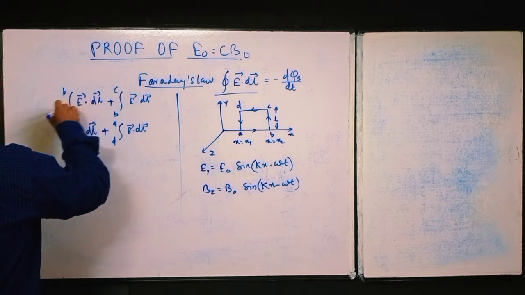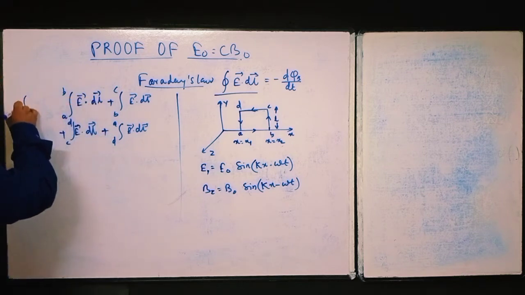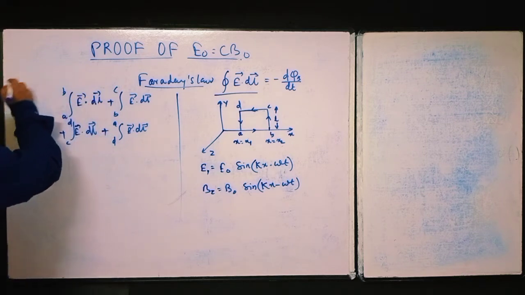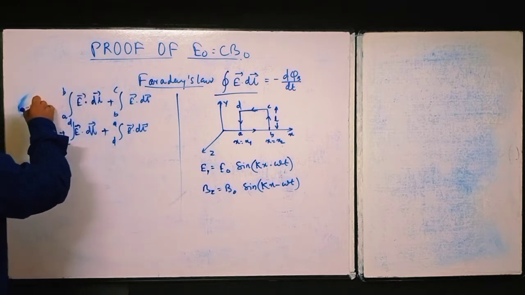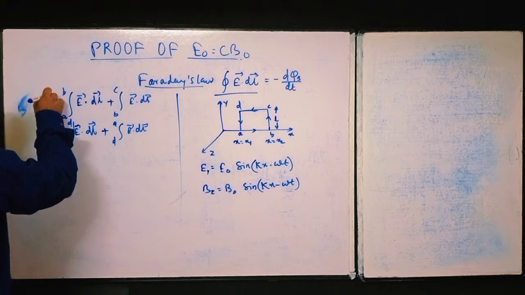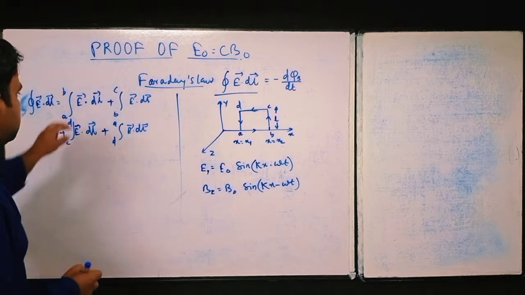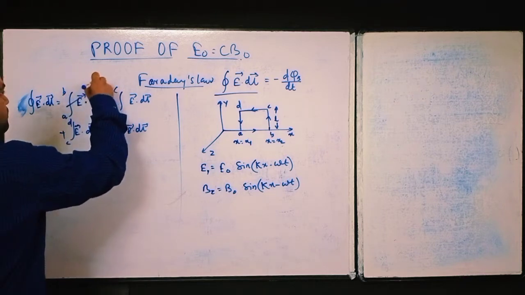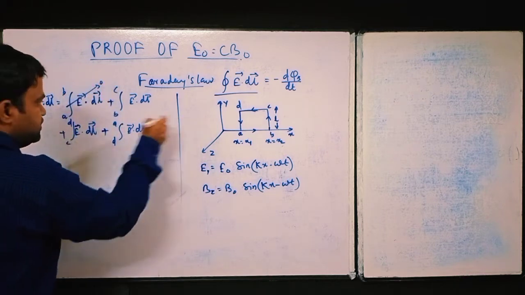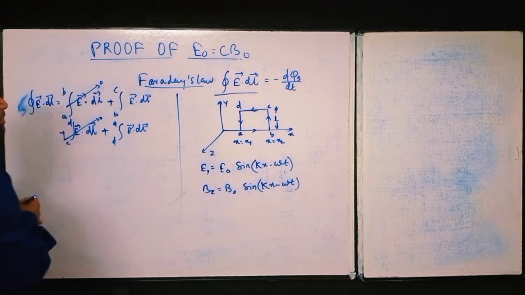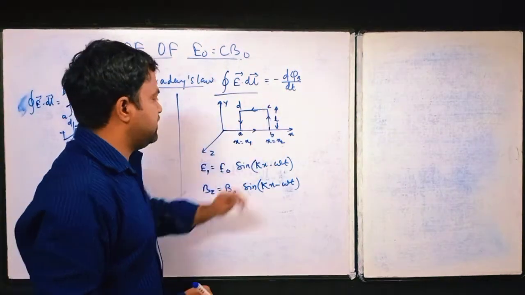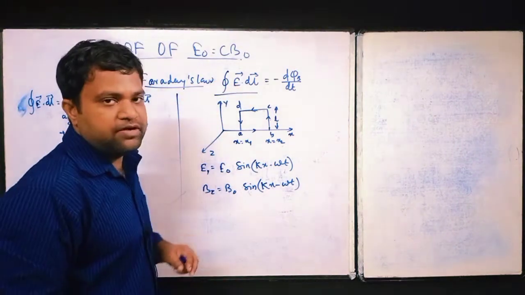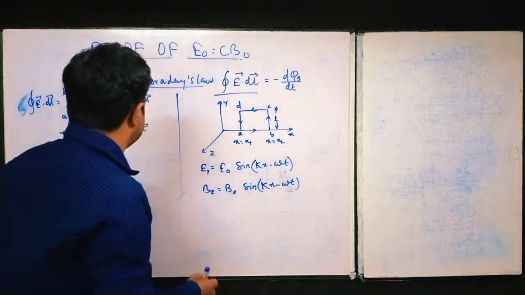So we are calculating the closed integral of E·dl over a closed loop basically. These two terms, A to B and C to D, will become 0. Only these two terms will remain, where L and E are parallel. Here L and E are opposite, E and L are opposite.